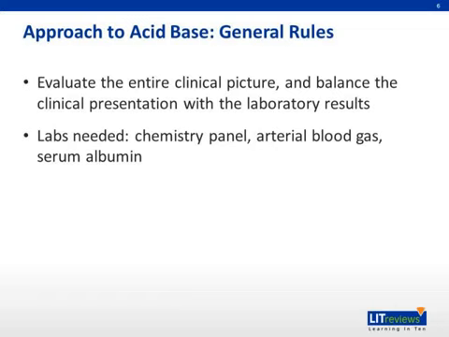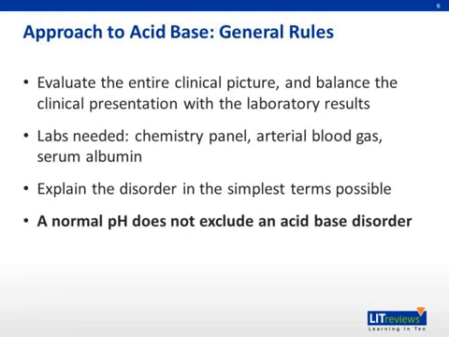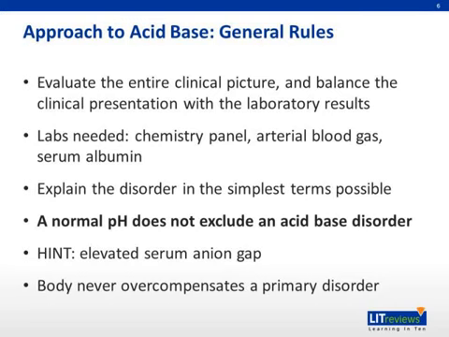When approaching an acid-base disorder, try to explain it in the simplest terms possible. Single acid-base disorders are more common than double or triple acid-base disorders. Also remember that a normal pH does not exclude an acid-base disorder, and sometimes a hint in this situation is the concomitant presence of an elevated anion gap. Finally, it is important to remember that the body never overcompensates a primary disorder. In other words, if you have a low bicarbonate suggesting a metabolic acidosis, but the pH is normal or elevated, this means that the primary problem is an alkalosis and not an overcompensation.